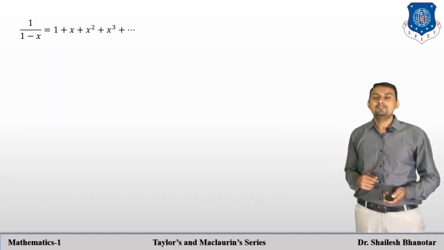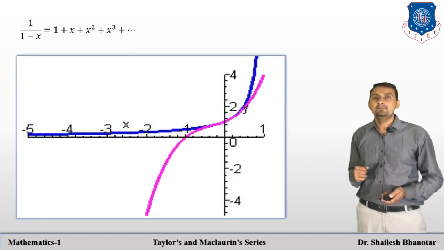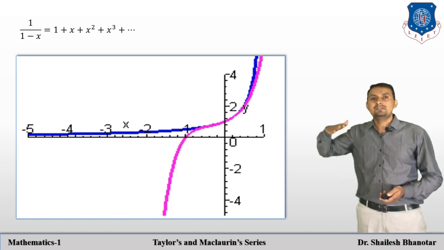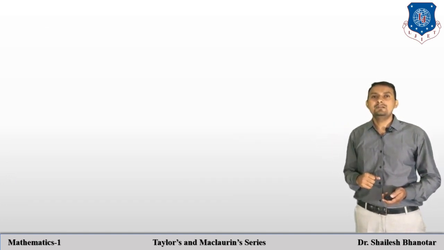Also you can see the graph of 1 divided by 1 minus x. So that is 1, then plus x squared. So the graph is like that one. So this is the graph of 1 divided by 1 minus x.